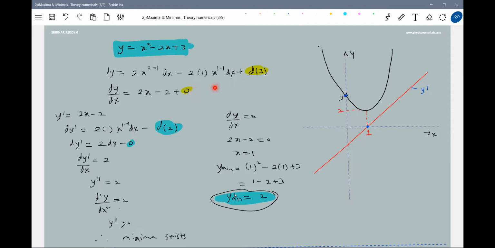It will be 0 in the next step. The derivative of a constant is 0. Then dy by dx, I'll send dx to the denominator. dy by dx equals 2x minus 2. This is y dash, we'll write it also as y dash.